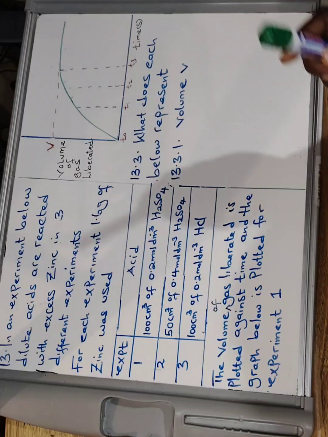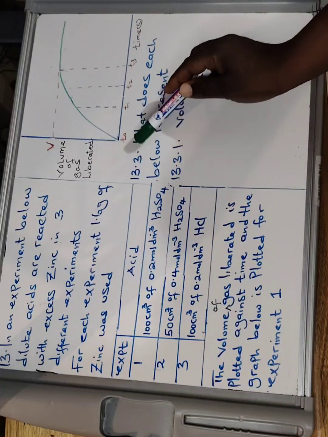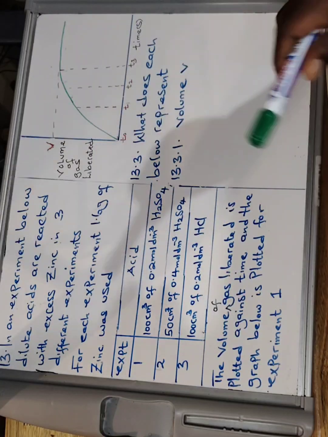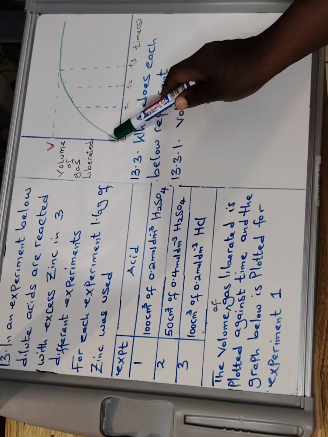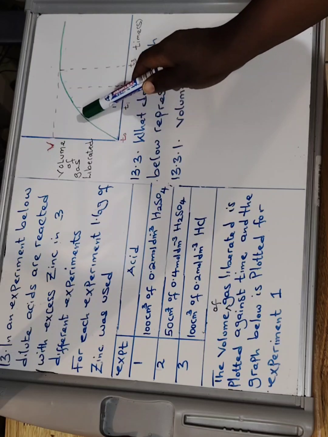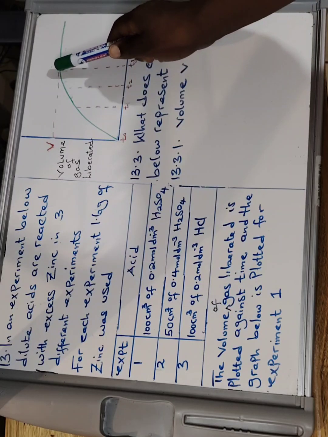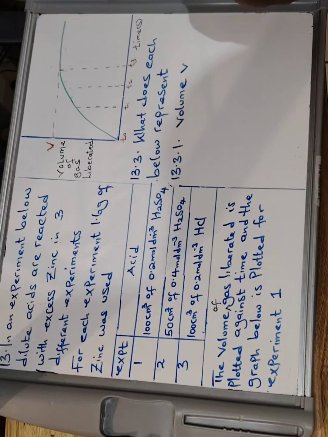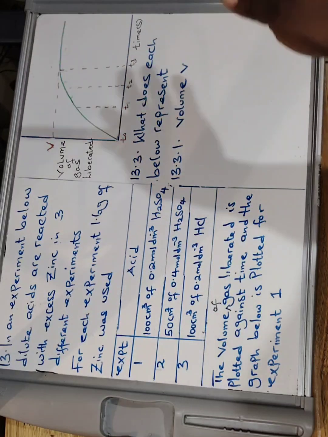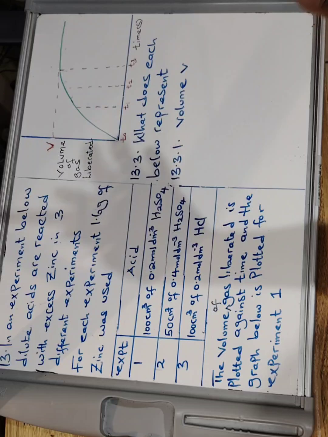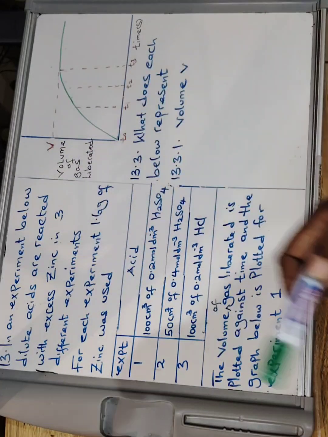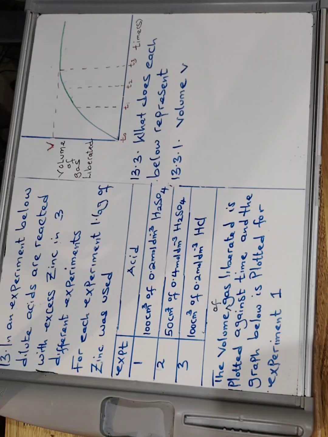Let me take you somewhere here. At T naught, the reaction is just starting. The particles are coming together to react. So as we progress, what do we see? The volume of gas increases. It increases and increases. And at this point, what happens? The graph flattens. What does that mean? That no more gas is being given out. No more gas is being liberated. So, in other words, V represents the total volume of gas liberated or released during the experiment.